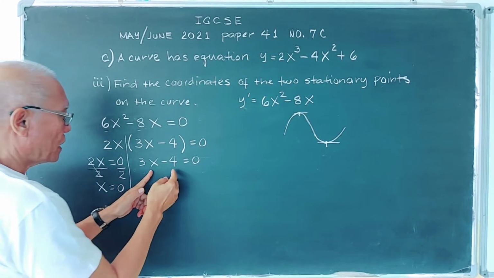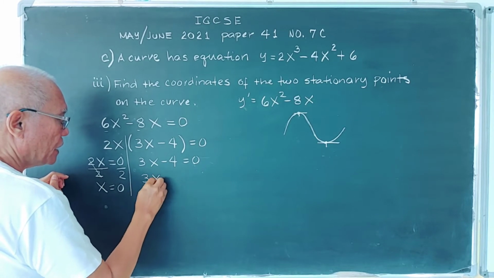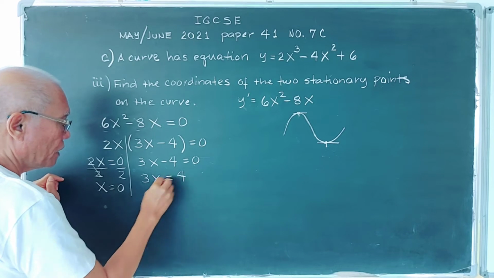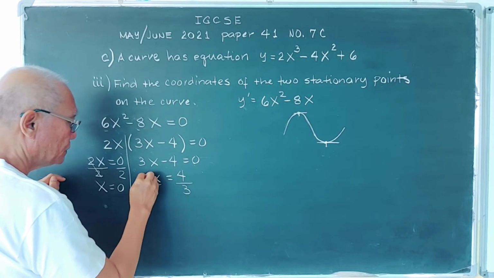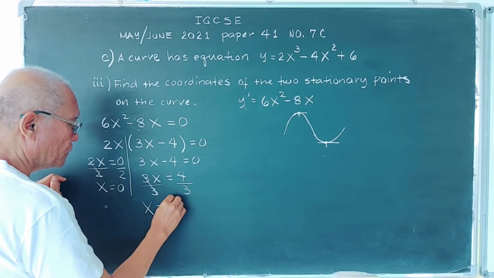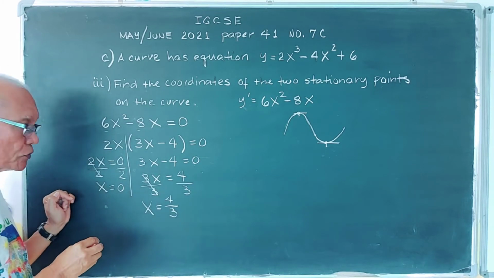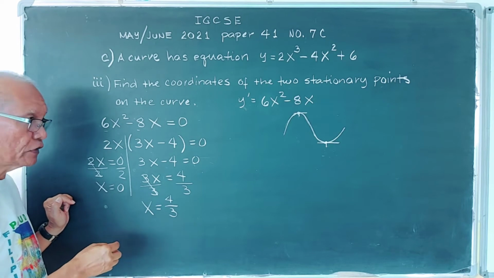What about the second one? So here, we transpose 4. So we have 3x is equal to negative, on the other side it is positive. We remove 3, divide this by 3, divide this by 3. So our x here is equal to 4 over 3. So we have two values, two coordinates of x. One is 0 and the other one is 4 over 3.